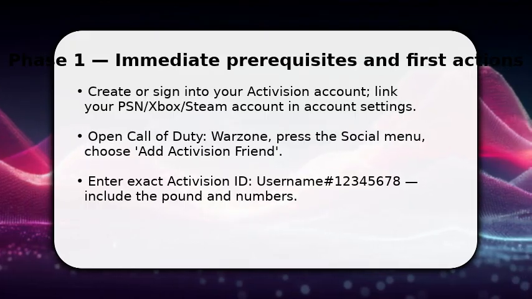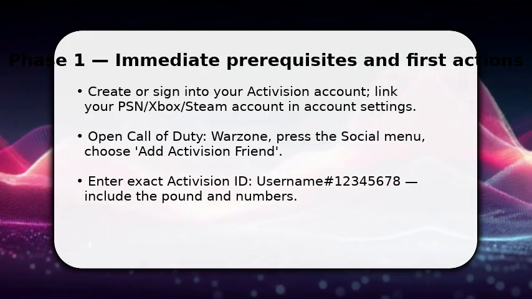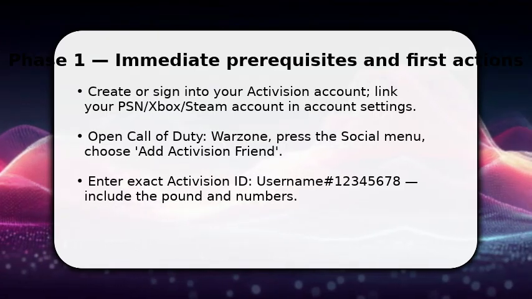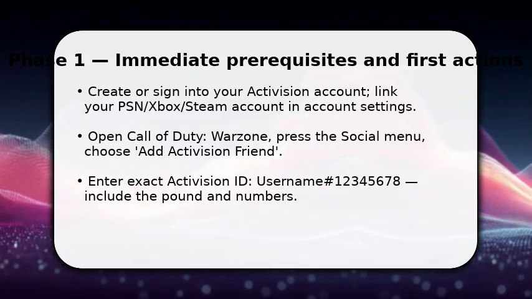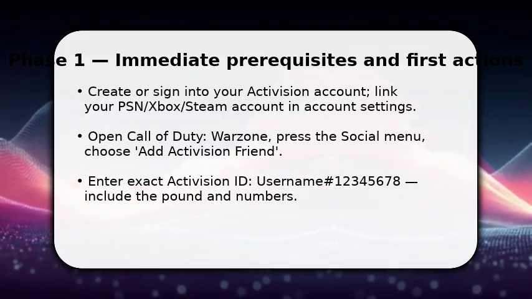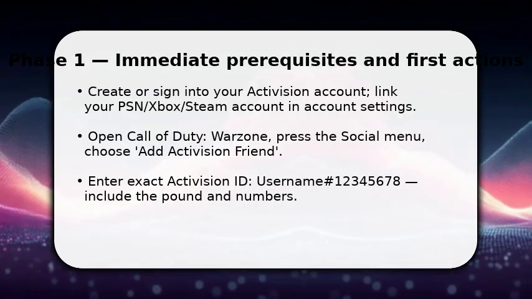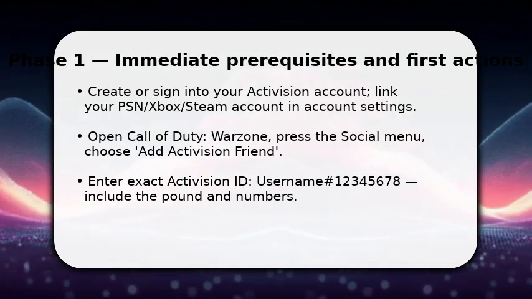Choose Add Activision Friend and type the exact Activision ID including the pound sign and digits. Make sure capitalization and spacing match. Small errors stop the request. Once you send the request, watch the social panel for a confirmation. You can cancel and retry if necessary.